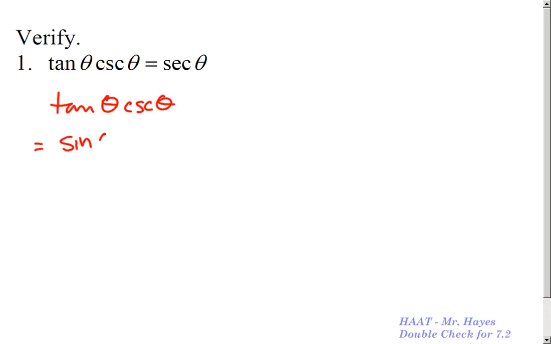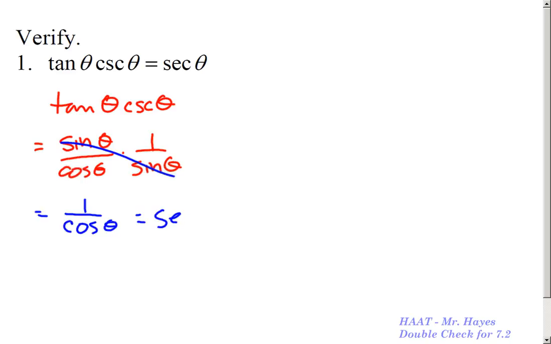We'll change tangent into sine over cosine, times change secant into 1 over cosine theta, at which case these things divide out. That's going to equal 1 over cosine theta. That equals secant theta, and you're done. Okay, pretty basic. That's just again to kind of get you warmed up.